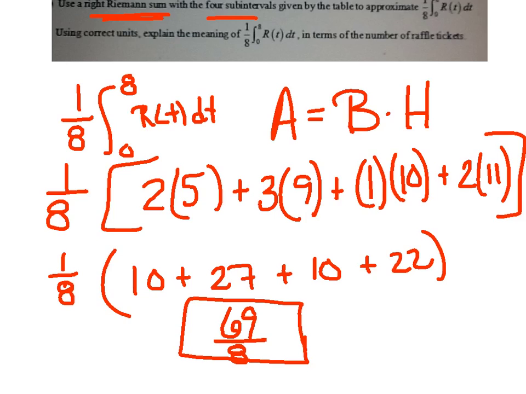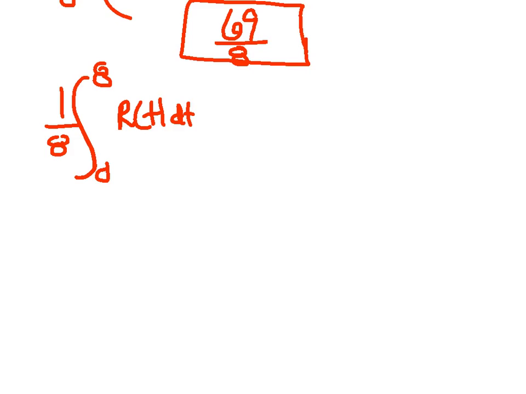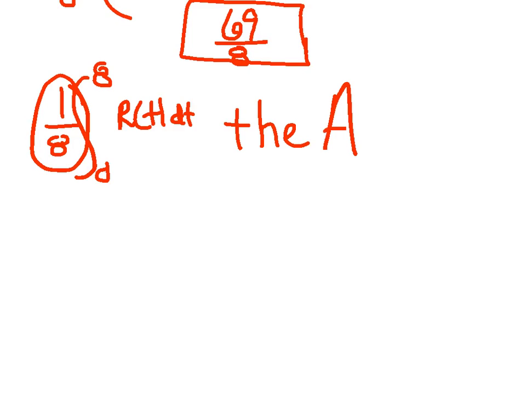Part B, it's still on the screen at the top here. Using correct units, explain this guy's meaning in terms of the number of raffle tickets sold. Alright, so we'll just start off by this 1/8, 0 to 8 of r of t dt. Now, hopefully you've guessed it. When you see that 1/(b minus a) out front, is 1/8, that represents the average.